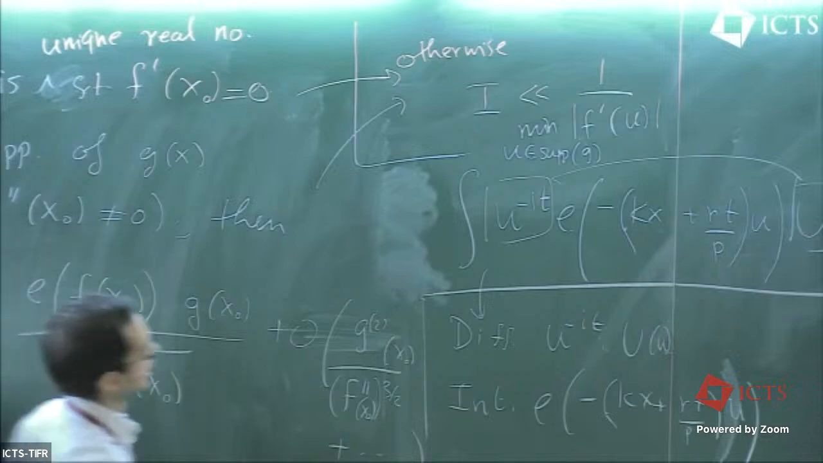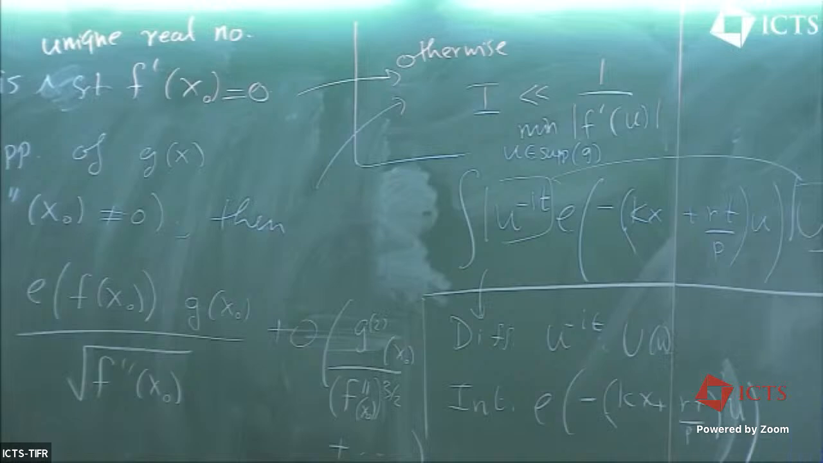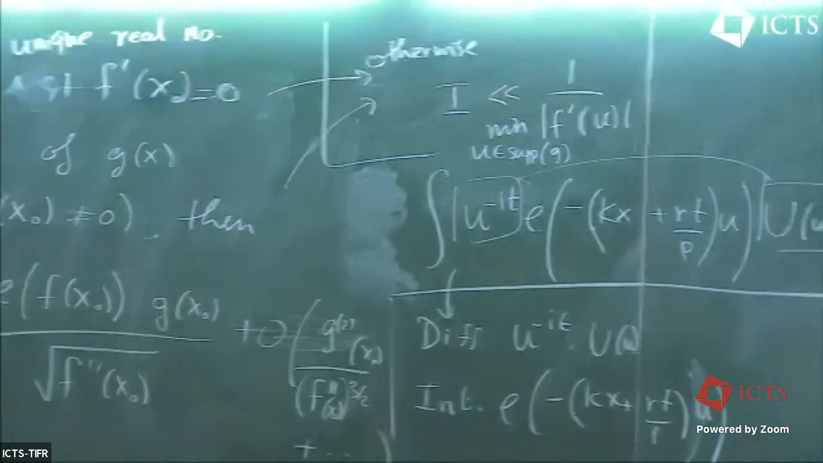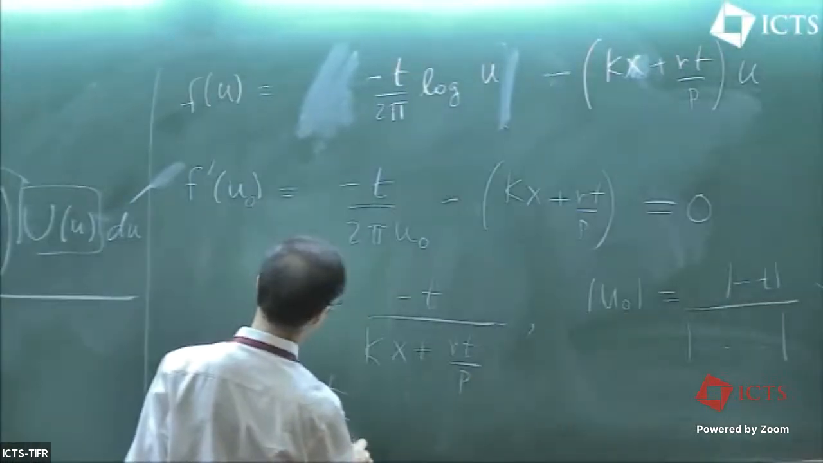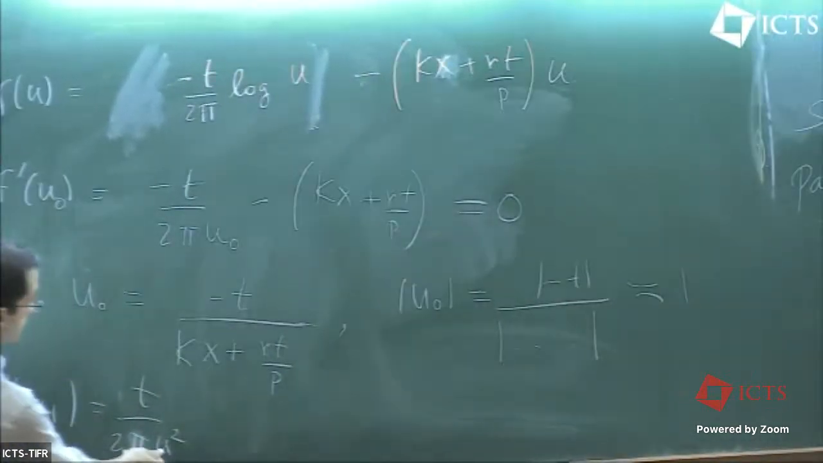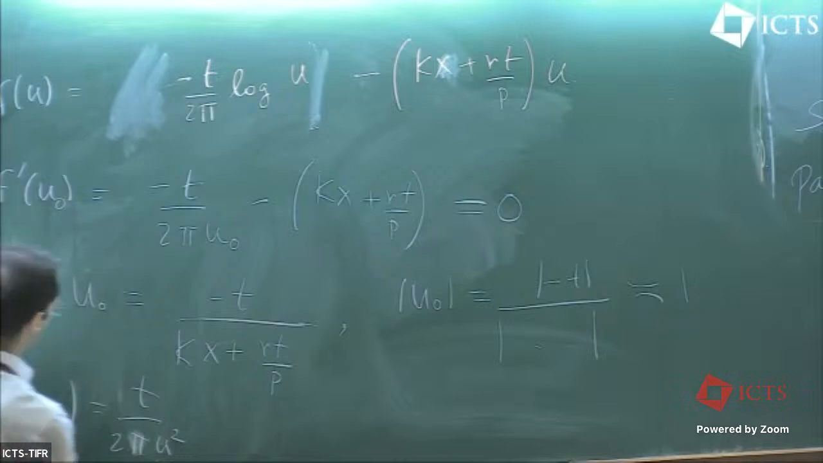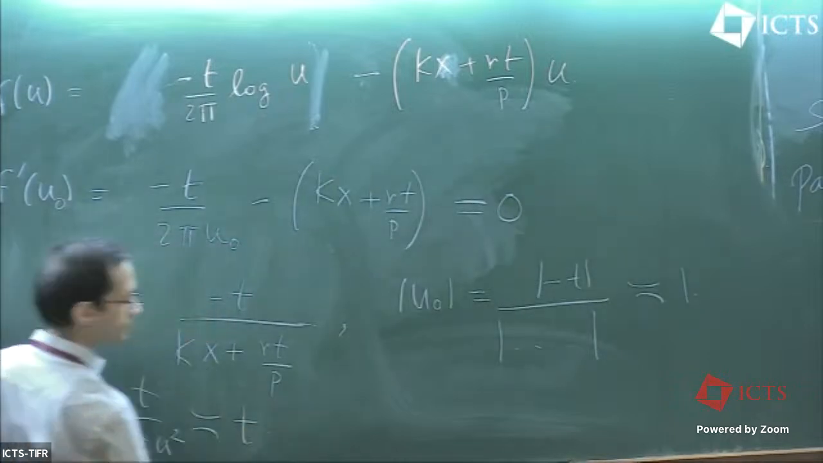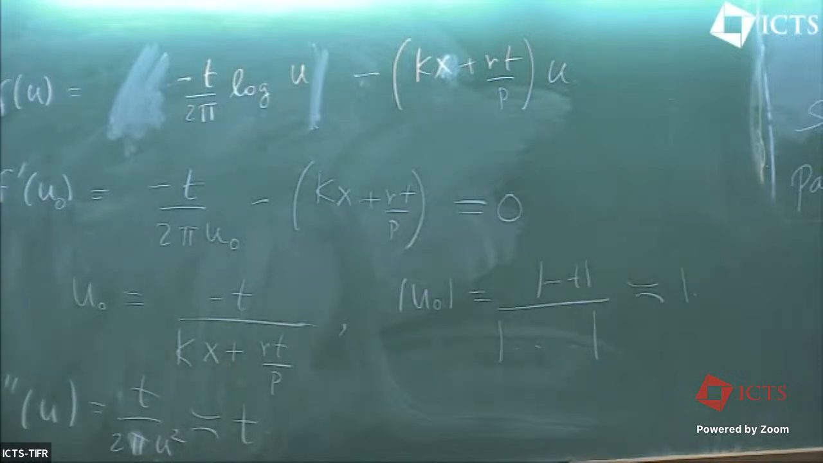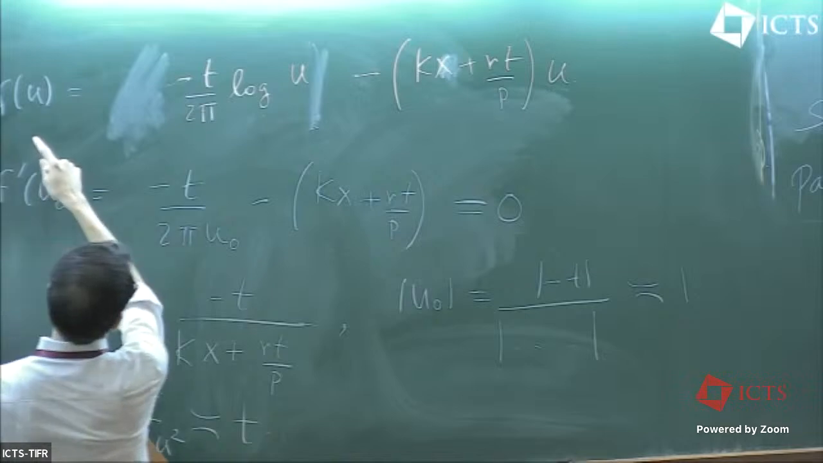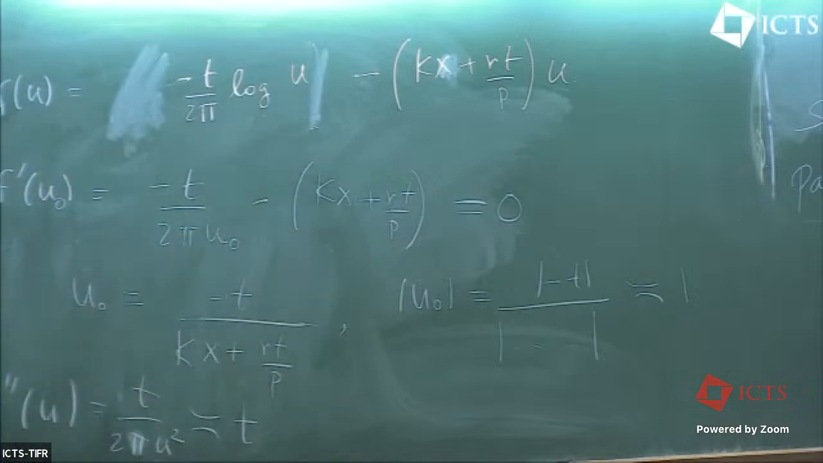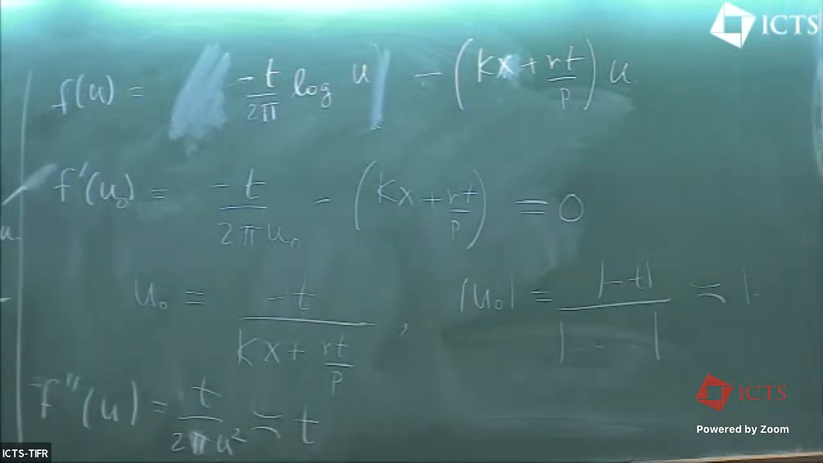I guess I should write down finally what you have. We should also calculate the second derivative. If you calculate the second derivative right here, you have t over 2 pi u squared. u now is of size 1 because that is the support, and therefore the size is going to be of size t. So what we get after all of this analysis is that the asymptotic is going to have something like 1 over the square root of t, and you're going to write this e to the 2 pi i f of x naught, or f of u naught, where you have to put u naught right here. So if you do all of that, then I can write it for you.